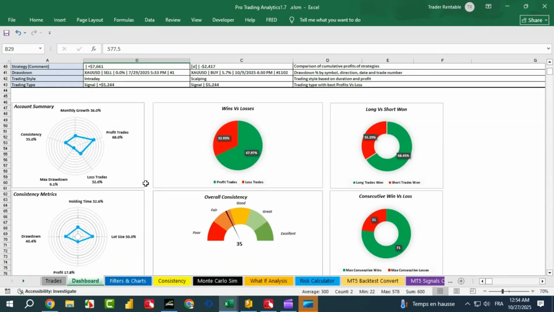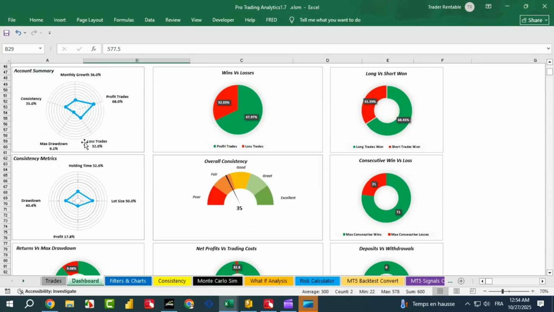For the account summary, all metrics look good. However, consistency, which is very important for long-term evaluation, is not strong. We will consider it fair. Unlike most prop firms that only check lot size consistency, our script analyzes consistency across profits, volume, holding time, and drawdown.